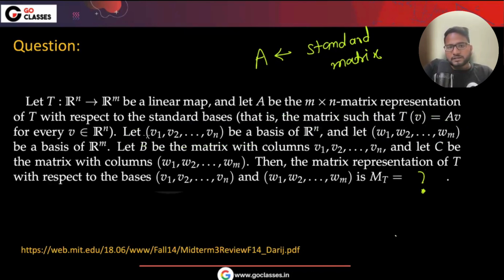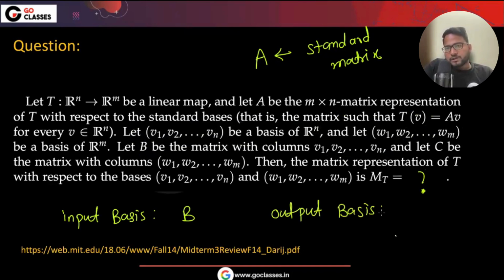And this is represented by capital B. I mean, this matrix, and this is capital C. So you can say that input basis is capital B, output basis is capital C. Now let's just see what they are saying. Then the matrix representation of T with respect to these bases. Can you tell me?